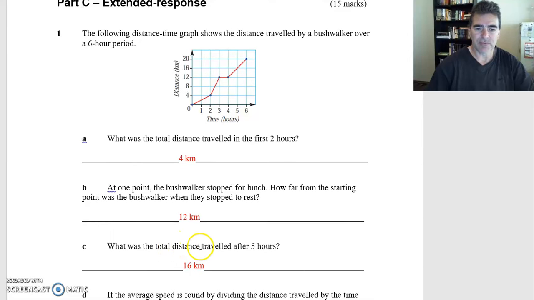The total distance travelled after 5 hours, we'll read across to 5 hours. Up to the graph, hit our line. Once we hit our line, which is here, read across, and it's 16 kilometres after 5 hours.